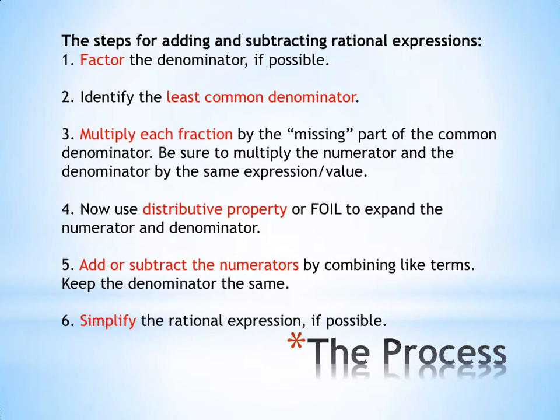Before we look at that example, let's look at what our process is for doing this. We have basically 6 steps that we're going to go through for adding and subtracting rational expressions. The first one is we're going to factor the denominator if possible. So we're going to write out all those factors if we can. If not, then that's fine. We can do some other things there. The idea then with number 2 is that we're going to identify the least common denominator. So we're going to decide what that denominator needs to be, and in some cases, it might be multiplying other factors.